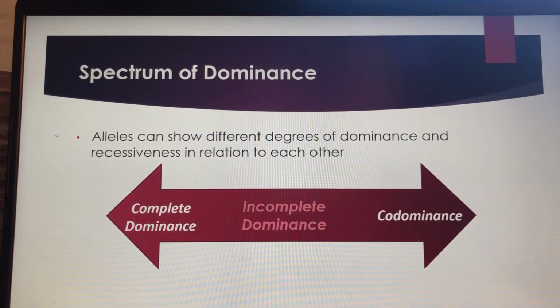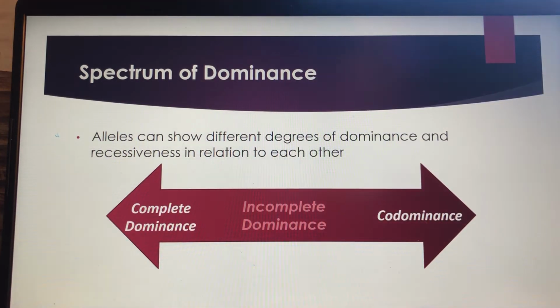In reality, we have a spectrum of dominance, and alleles will show different degrees of dominance and recessiveness in relation to each other. The worksheet or activity after this makes you analyze a bunch of different diseases and phenotypes and try to put them on the spectrum. One thing you're going to find out that's kind of cool is you also have to look at the organismal level, the biochemical level, and the molecular level, and you might have varying degrees of all of this.